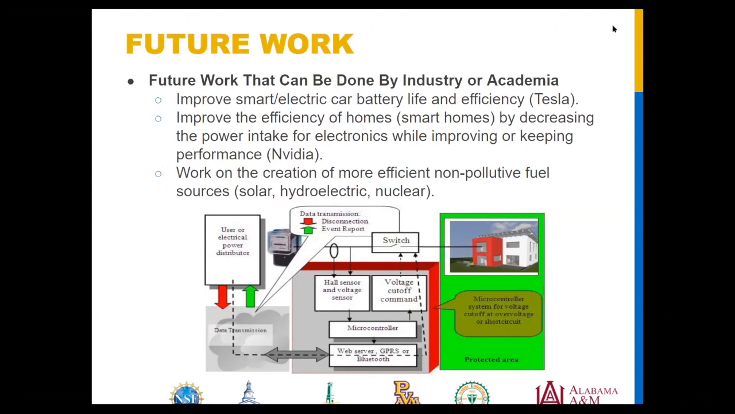Then finally, industry can work on the creation of more efficient, non-pollutive fuel sources, including solar, hydroelectric, and nuclear, so that clean fuel is not such a small proportion of the fuel sources in the United States.